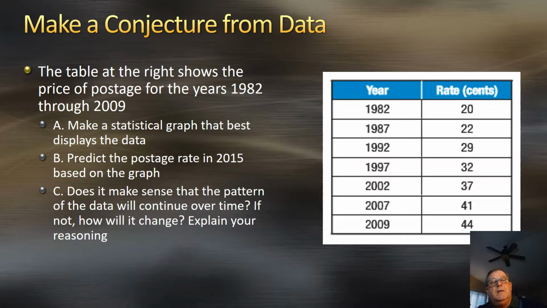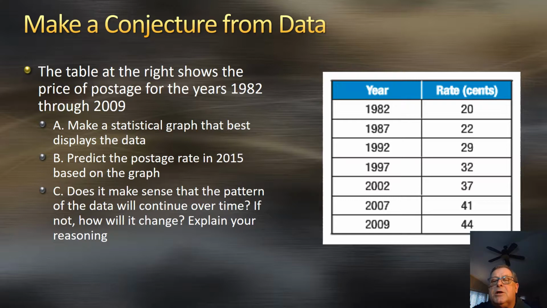And then from there, we're going to tackle part B of this, which is predict the postage rate in 2015. Now, obviously, we can sense the age of our problem here that's given to us in our textbook, because right now it's 2018. We're 3 years past that. And then lastly, we're going to make a conjecture. And that conjecture is C, does it make sense that the pattern of data will continue over time? And if not, how will it change, and explain your reasoning.